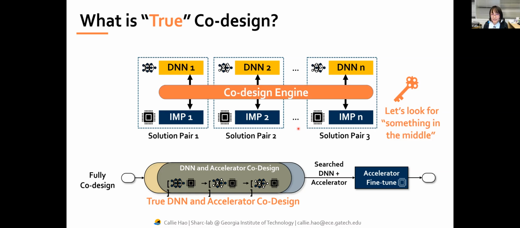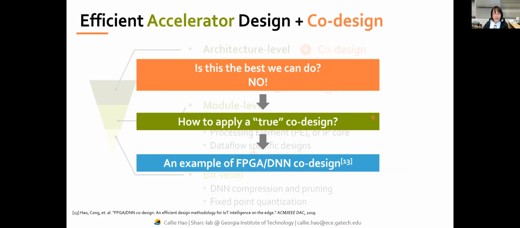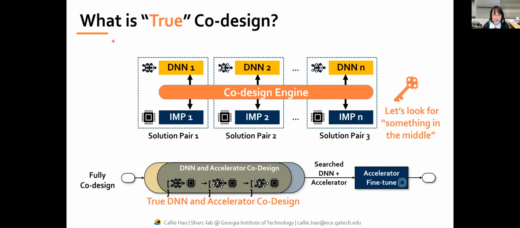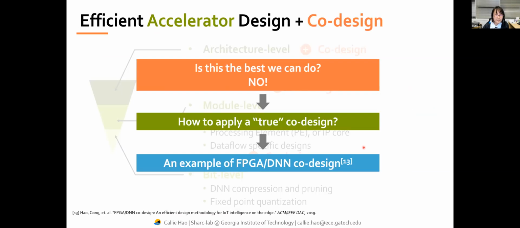Well, then the next question, what does this co-design engine do? This co-design engine apparently is sitting in the middle. Well, let's look for something in the middle. This something in the middle must be very important and will be the key to finding both the DNN and the implementation. All right, so finally, I will introduce an example of FPGA DNN co-design that implements this true co-design engine, where the solutions are generated in pairs.